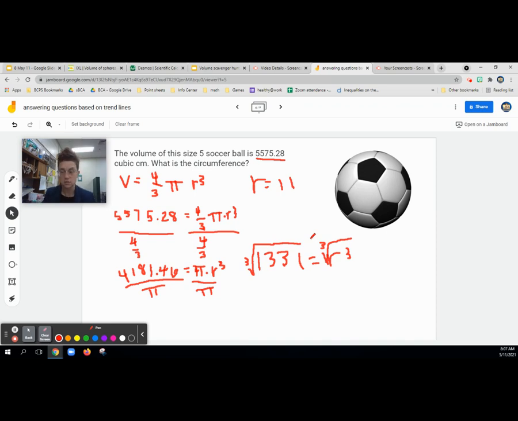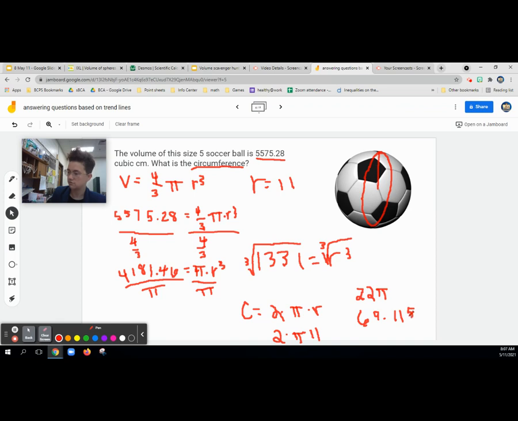Now that we know the radius, we can actually answer the question, which is what is the circumference? Well, the circumference is of a circle, right? And that's the distance around the outside edge. Circumference is equal to 2 times pi times r. We know our radius is 11. 2 times 11 is 22. So we could say our circumference is either 22 pi, or we could actually do that calculation and do 22 times the pi button, which gets us 69.115 and so on forever.